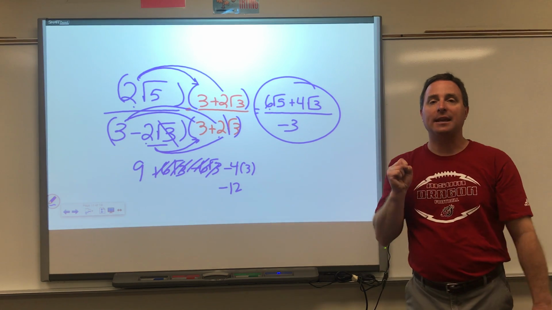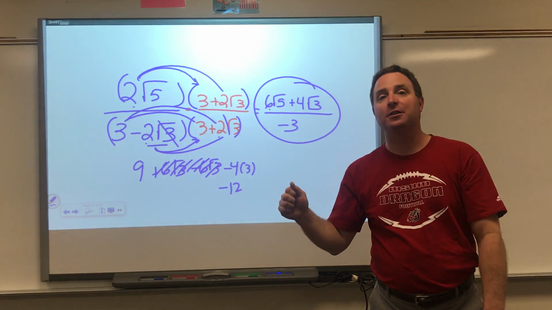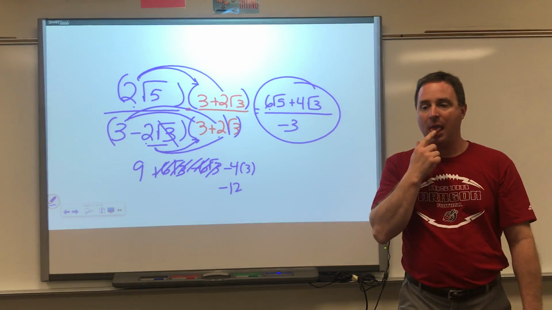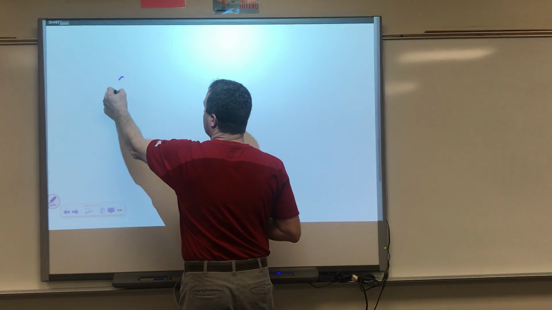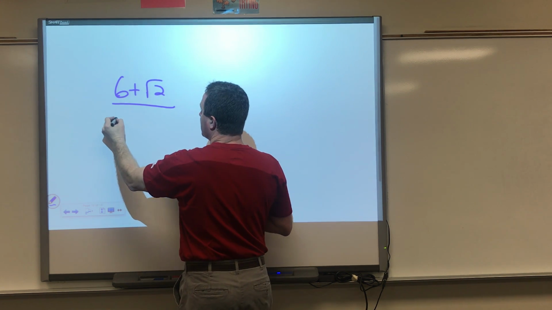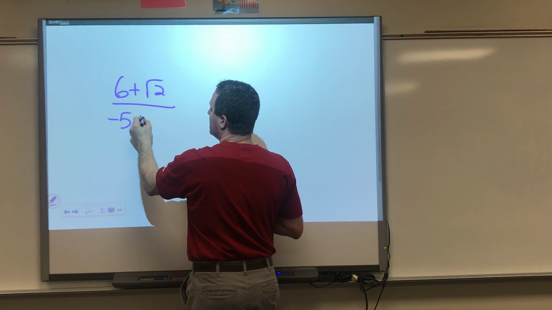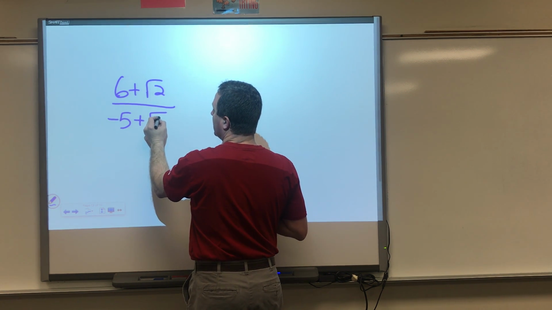But again, the key is we multiply the top and the bottom by the conjugate. And you have to show your work to do that. All right, the very last type of problem we're going to see is the same thing, just a little bit fancier. How about this one? 6 plus the square root of 2 over negative 5 plus the square root of 6.